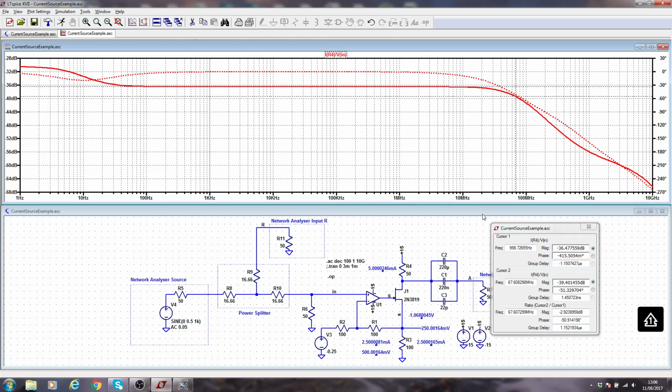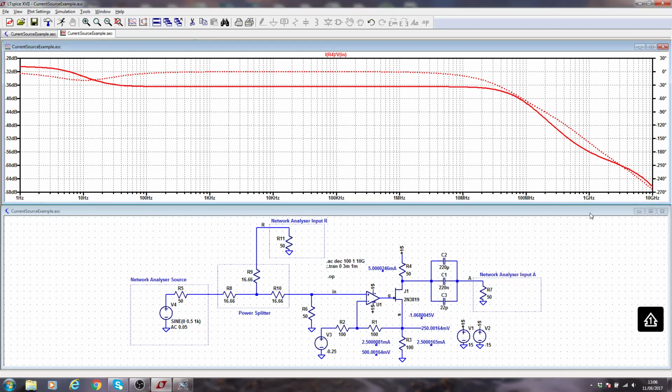So that's the sort of simulation I would be doing if I was designing something like this. We can look at the implementation now in Proteus as well. I will do that as a separate video.